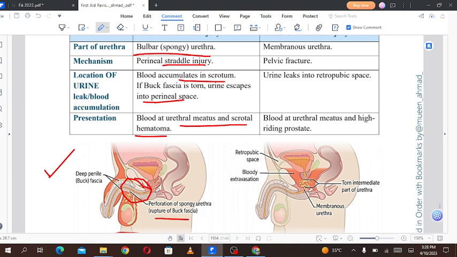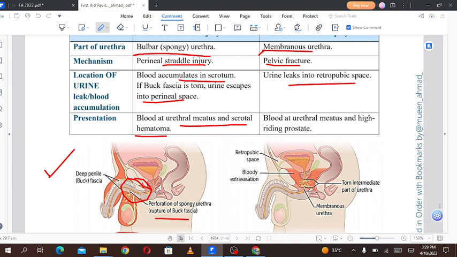The part of the urethra that is damaged is the membranous urethra, just before entering the corpus spongiosum. So that is not the spongy urethra, that is just prior to that, and you may say just distal to the prostate. If it is damaged over there, the mechanism is pelvic fracture. The location of the urine leak or blood accumulation is the retropubic space. So this is the pubic bone, and it is leaking into the retropubic space.